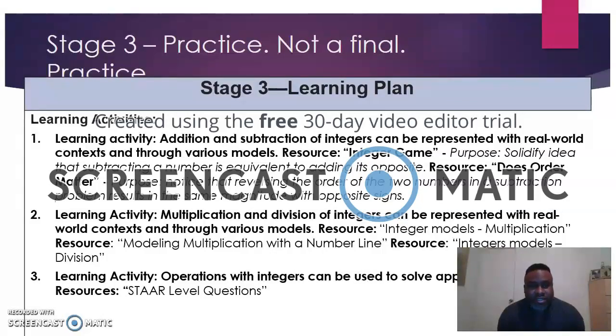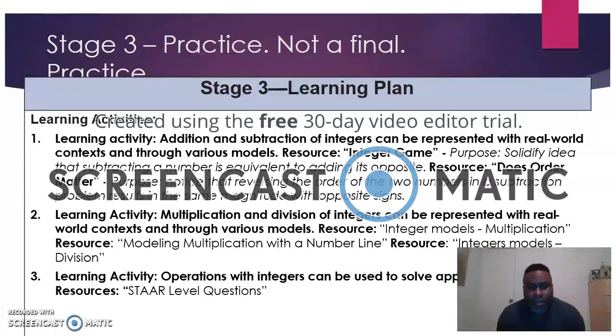So it pretty much is addition and subtraction of integers, and can be represented with real world context through various models. And you can see the resources are built in where they have an integer game, and it gives you the purpose to solidify an idea: subtracting a number is equivalent to adding its opposite. And the purpose here is to notice that reversing the order of the two numbers in a subtraction problem results in the same magnitude with opposite signs.